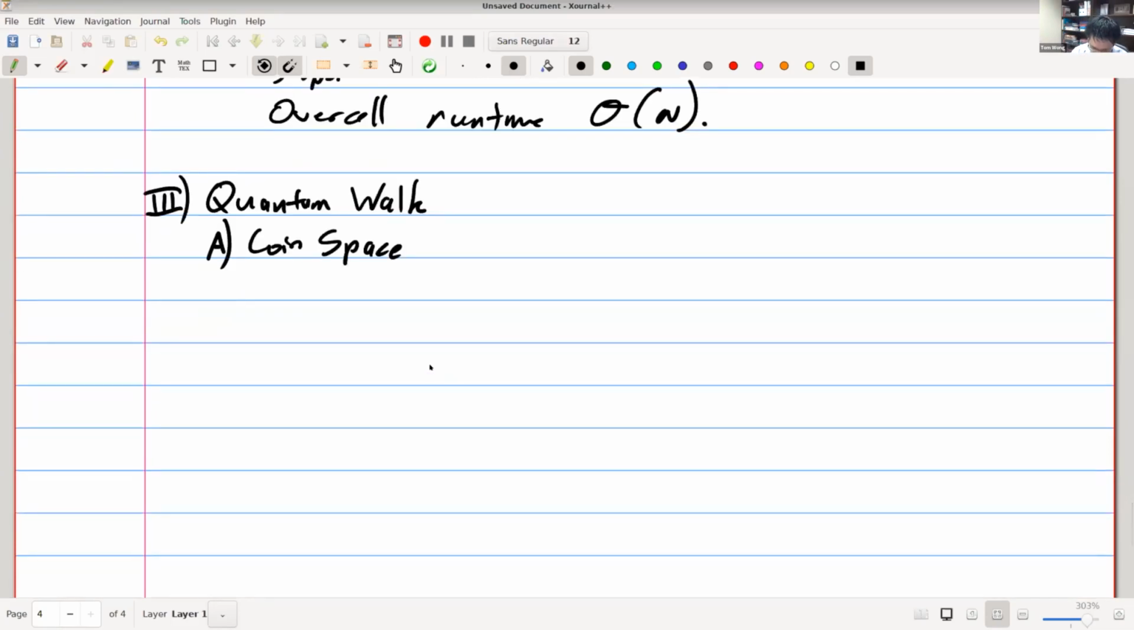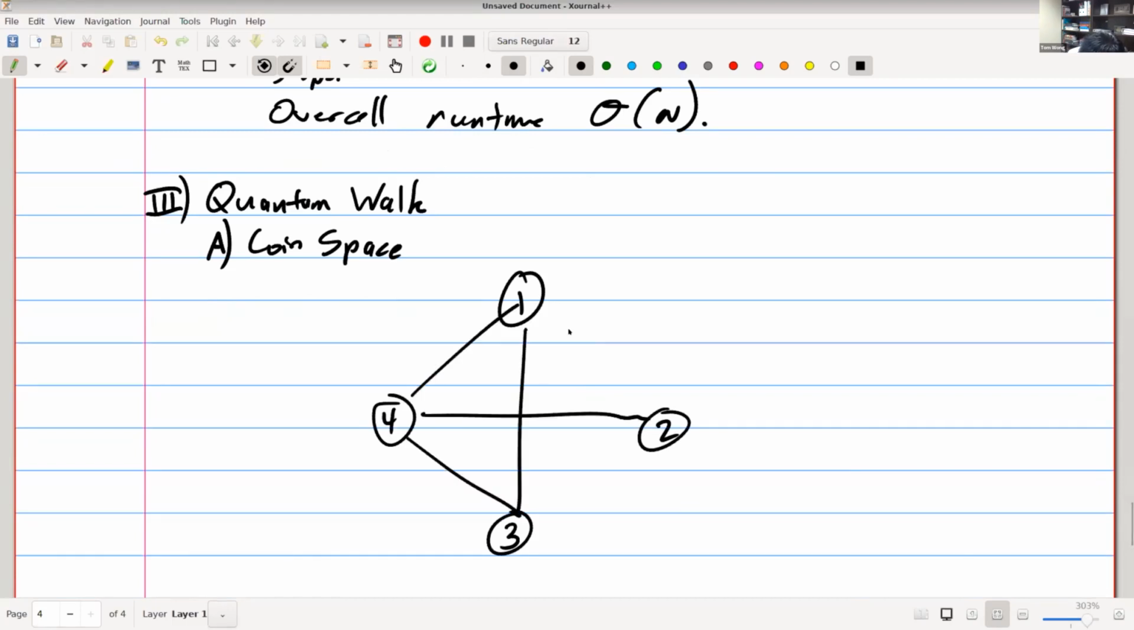So what I mean by this is, let me draw what we had before. When we had 4 vertices, 1, 2, 3, 4, here's a complete graph with 4 vertices. And we assigned a probability to each vertex. So we had the probability of being at vertex 1, vertex 2, vertex 3, and vertex 4. We have 4 probabilities.